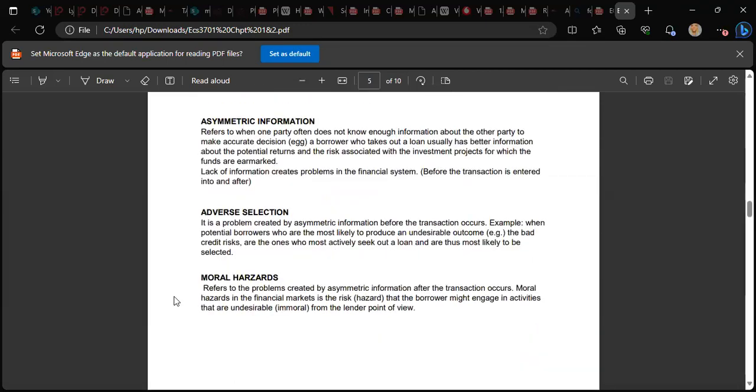All right. And then one problem that could arise now in these financial markets is the problem of asymmetry of information. Right, so this is very important. You will get a lot of questions on this. Asymmetric information is a situation where one party knows more about the transaction than the other party.